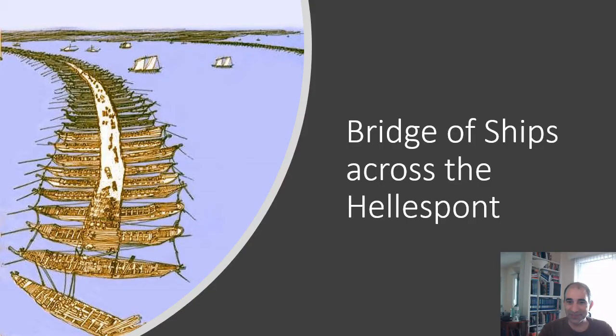Take a look at this. Right, this is the bridge of ships across the Hellespont. He ties them together with very special fabric, and then he simply has his men march across the Hellespont.